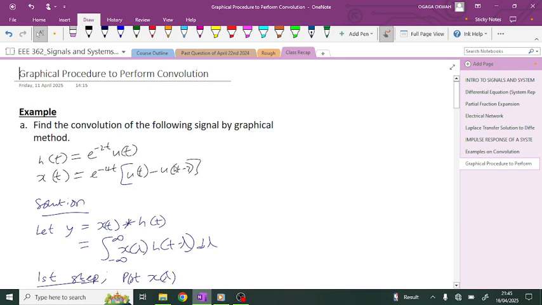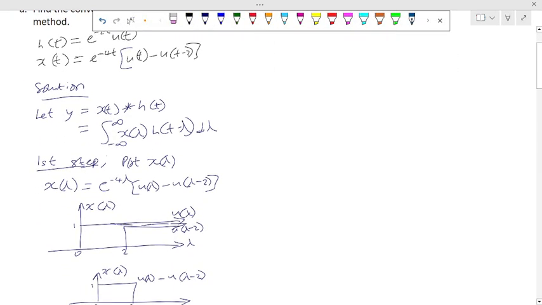Now let's use the graphical method. In order to use it, let y equal everything. So the convolution of x and h equals y. Of course, we represent it using the convolution integral, that is x of lambda h of t minus lambda. This is shifted, and this is reversed and shifted. I said this in the previous video.